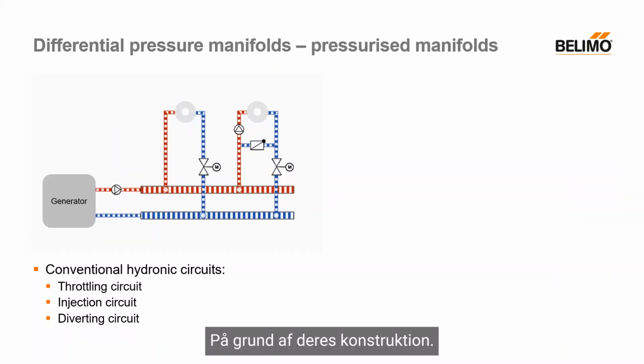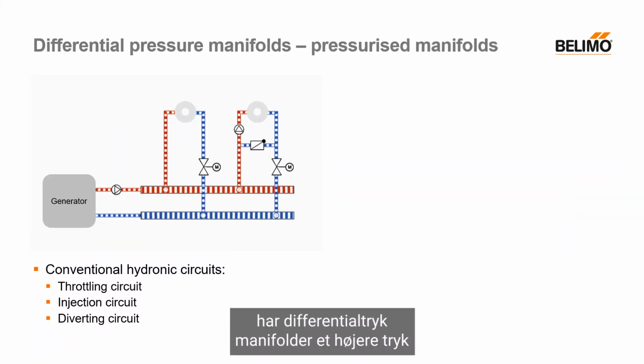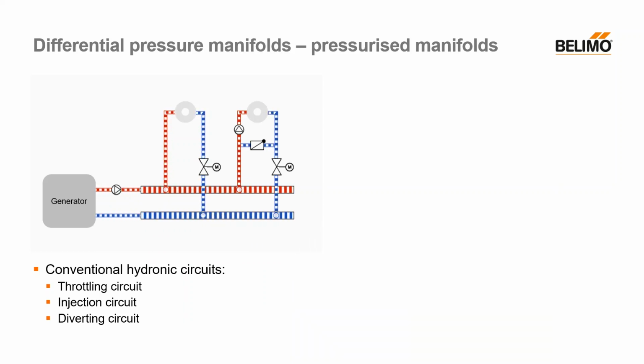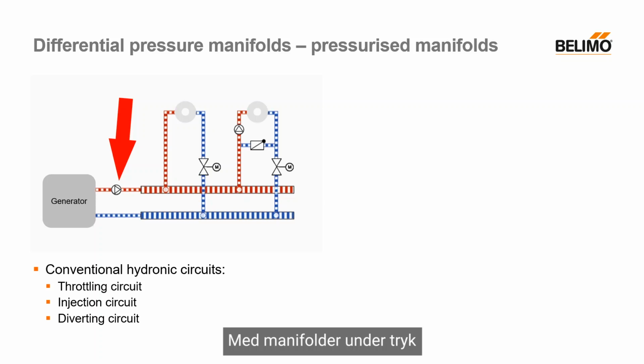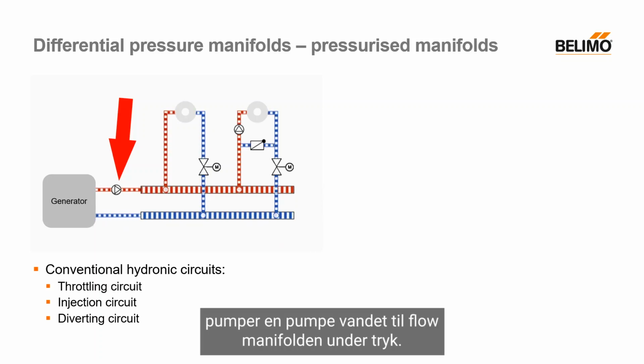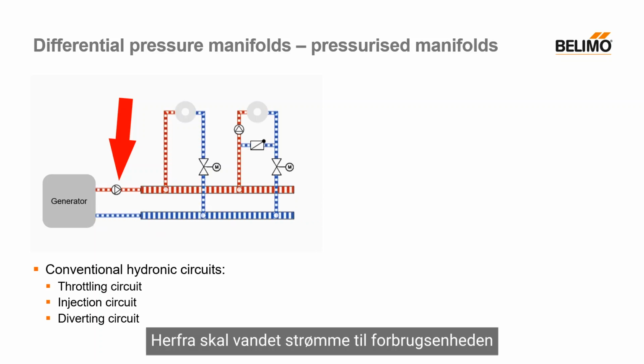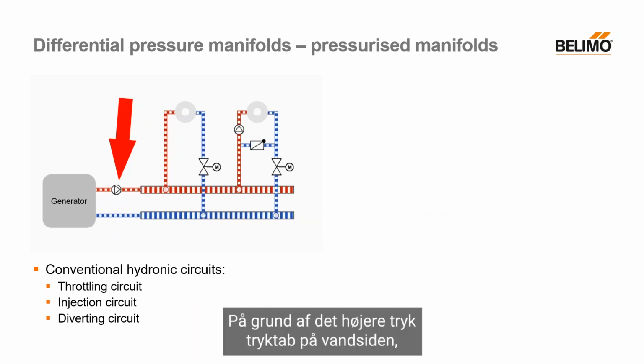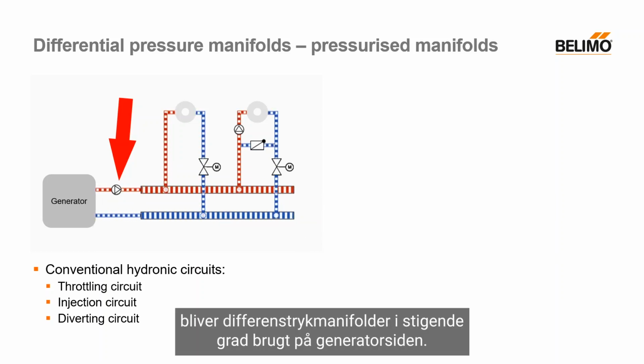On account of their construction, differential pressure manifolds have a higher pressure in the flow manifold than in the return collector. With pressurized manifolds, a pump pumps the water to the flow manifold under pressure. From here, the water must flow to the consumers via the heating circuit, before returning to the return collector and generator. Due to the higher pressure losses on the water side, differential pressure manifolds are increasingly used on the generator side.